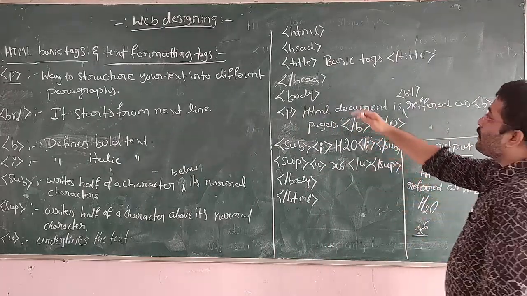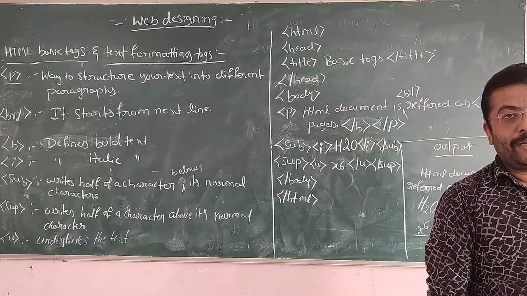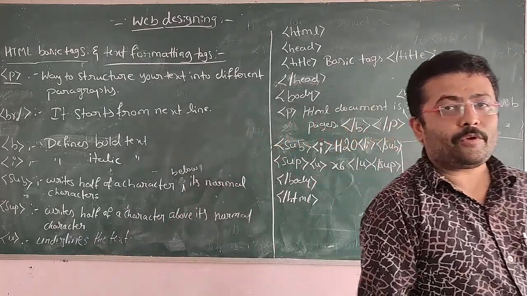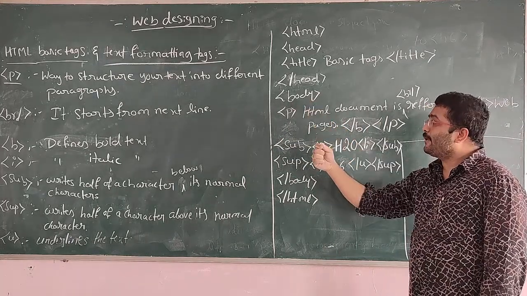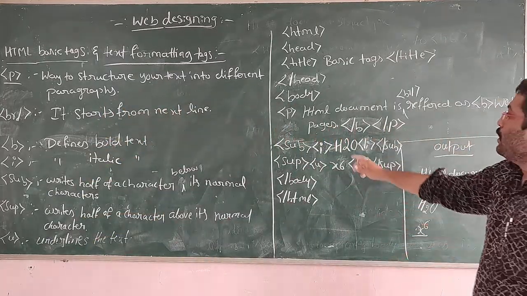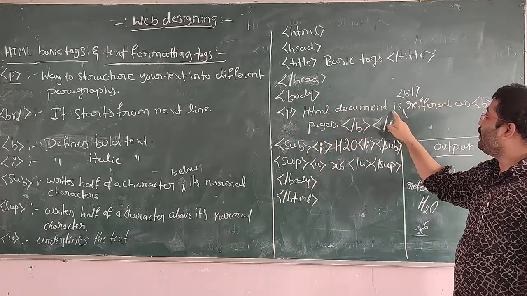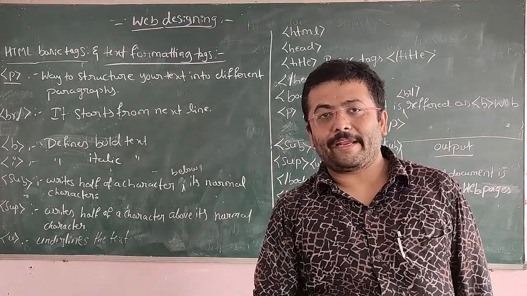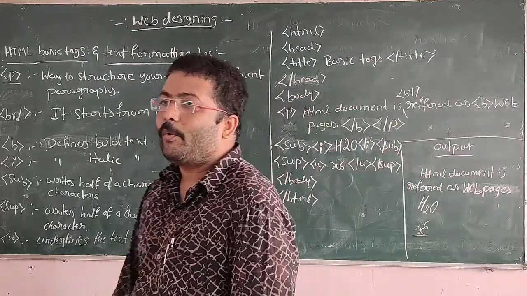So after completion of the header tag and title tag, I am now using a body tag. This allows us to write the complete text which we want to see in a web page. So I am taking the body tag. Inside the body tag I am taking the first basic tag, that is the P tag, that is paragraph. So I am writing one line: HTML document is referred as web pages.